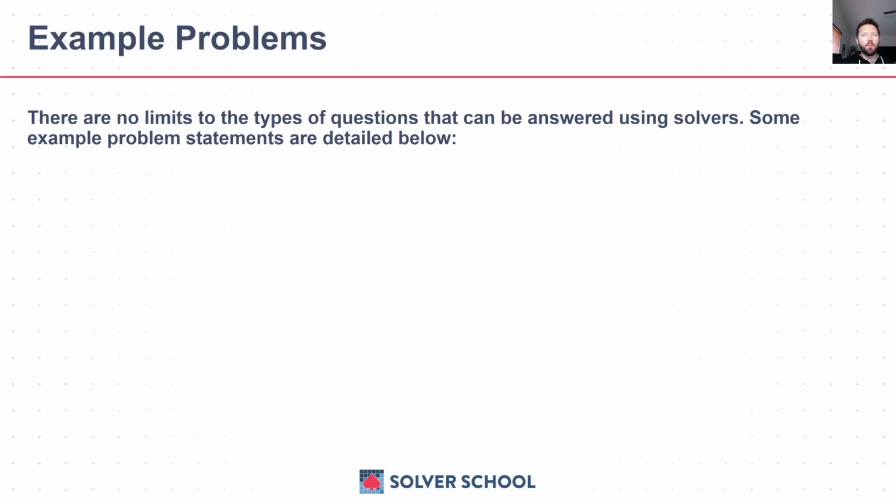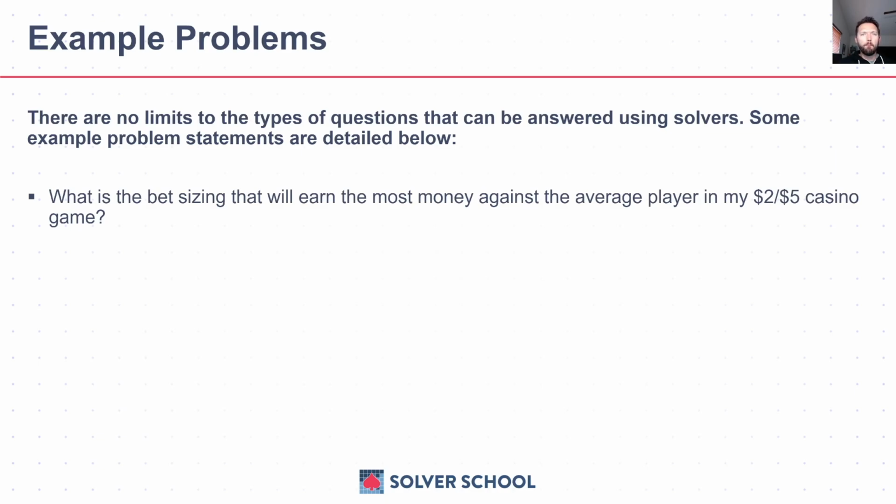But I do have some example problem statements to get you in the right mindset of defining a problem, and I'll list some of these below. The first is: what is the bet sizing that will earn the most money against an average player in my 2-5 casino game? Notice how specific I got here. It's not what's the strategy that's going to earn the most money. It's what bet sizing is going to be optimal here.